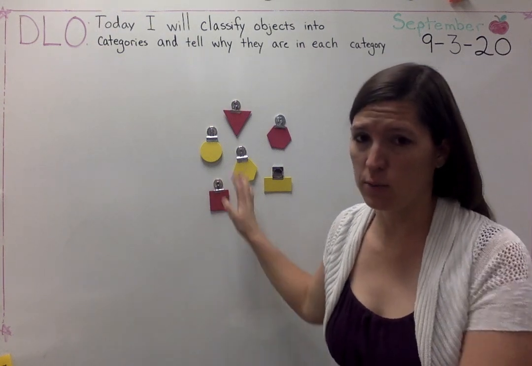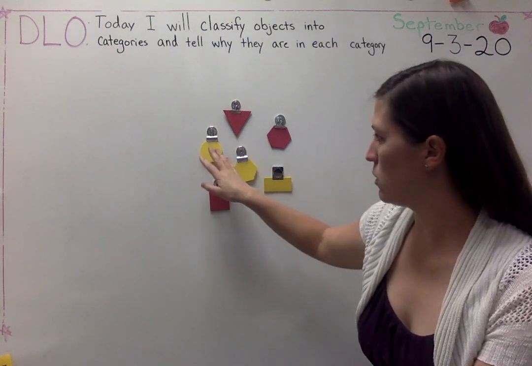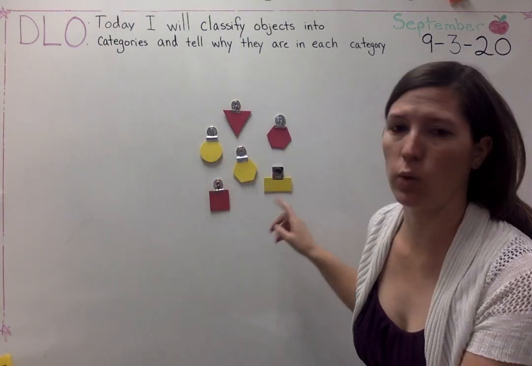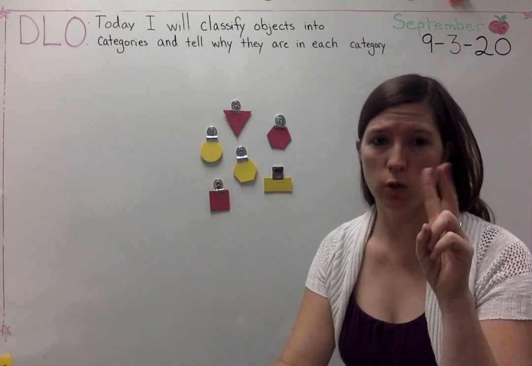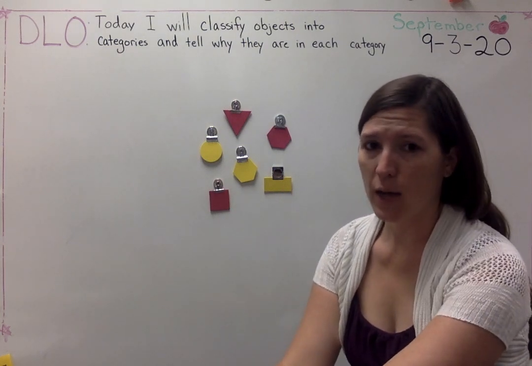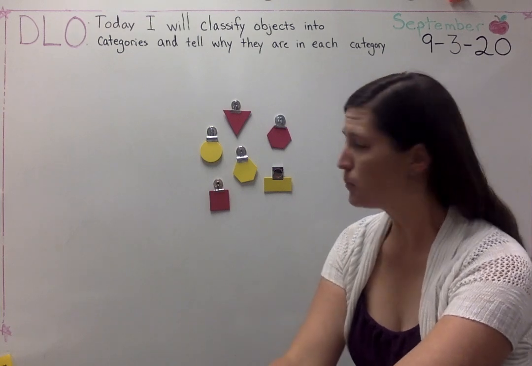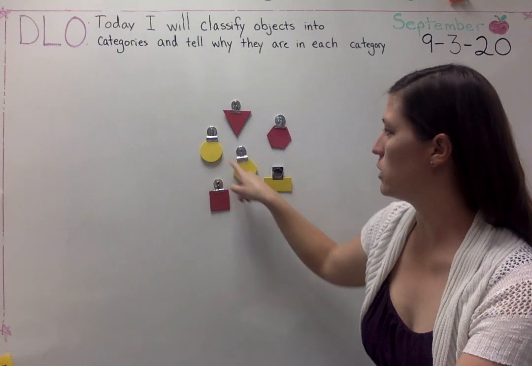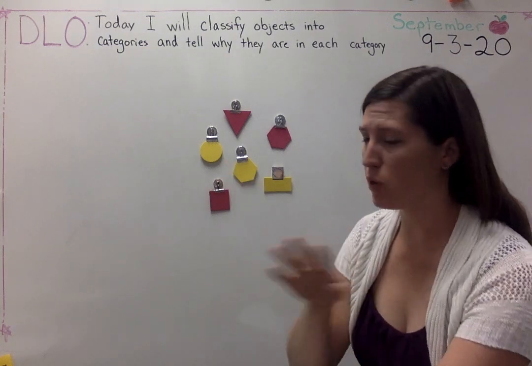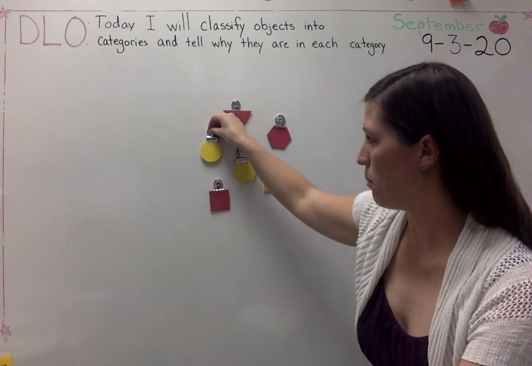So I have some shapes up here. I have a triangle, a circle, some hexagons, a square, and a rectangle. I can classify them into two groups. If you look at them, I see two things that are similar. I see these ones are red and these ones are yellow. I'm going to move them because I can pick them up with my magnets.